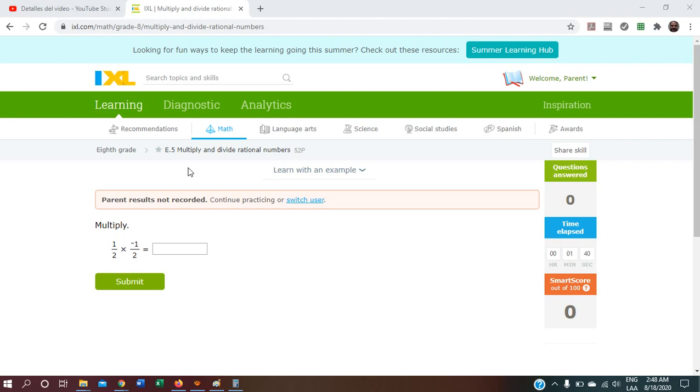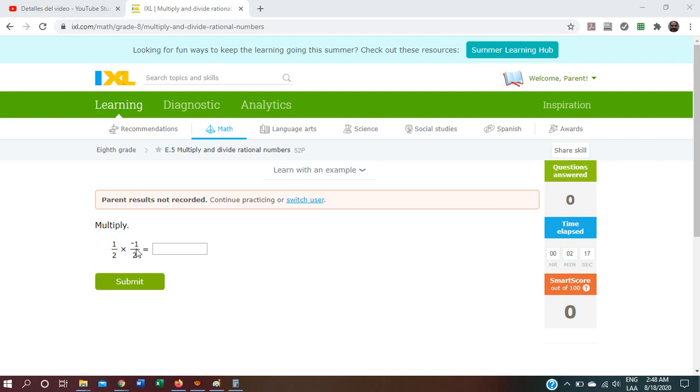Okay, for any of you who don't know what a rational number is, a rational number is any number that can be written as a fraction. If you cannot write a number as a fraction, it is not a rational number. Rational numbers also include whole numbers or integers. Remember the difference between a whole number and an integer is that a whole number is positive and an integer can be either positive or negative. All right, so let's start.